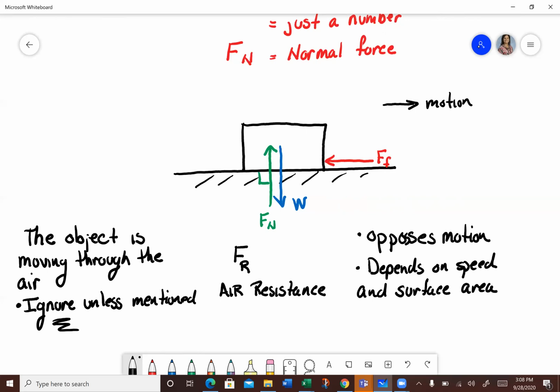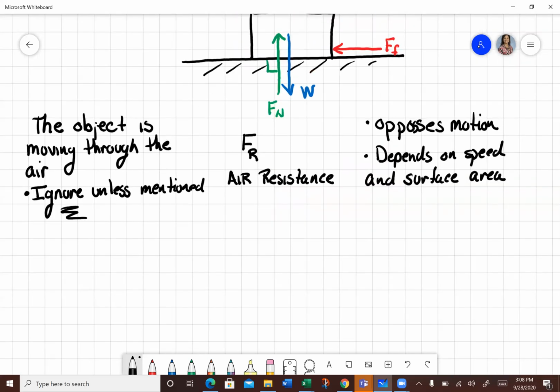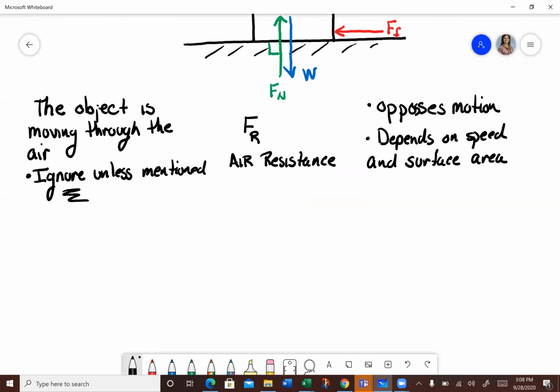But that's what we want to take a look at. We can't ignore it because it exists, but again, it's a changing variable, so it's sometimes hard to account for it. So the next one is often present when you have a rope, string, or cable.